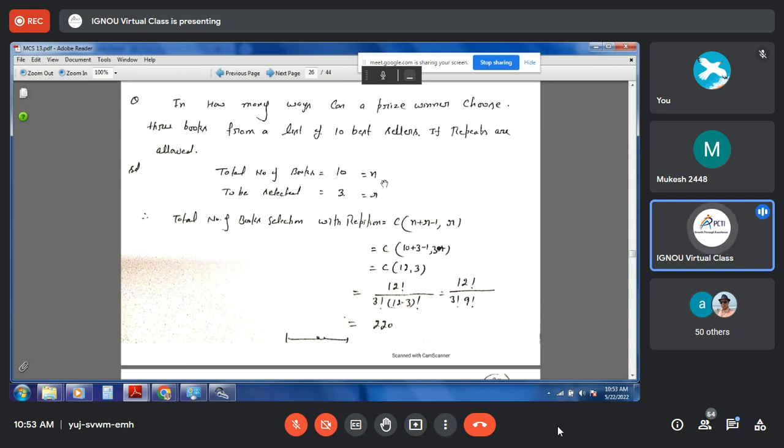Simple numerical, but with repetition. If you use the previous formula, the answer will be wrong. The previous formula was when the repetition was not allowed.